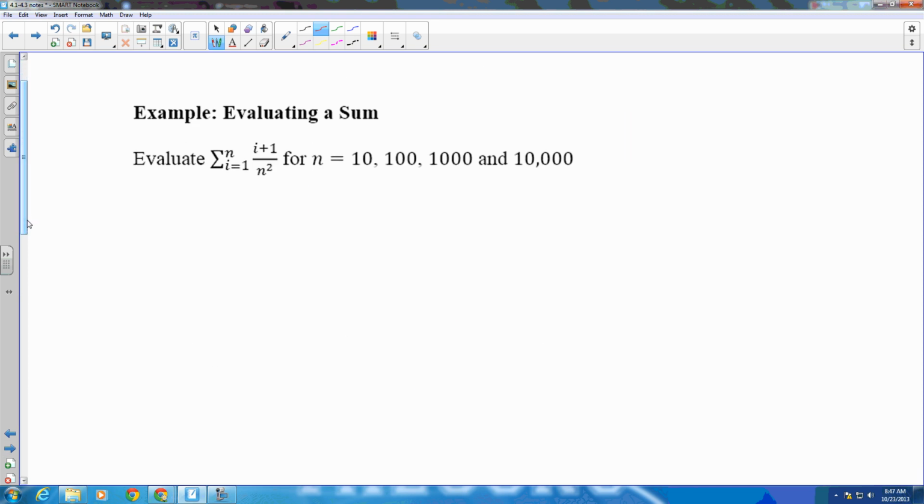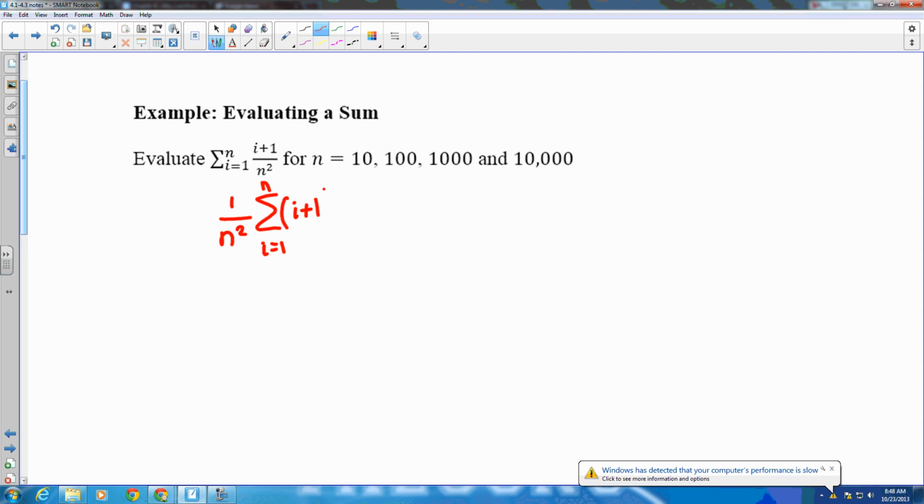Evaluating a sum, we have the sum of i plus 1 over n squared when n is 10, 100, 1,000, and 10,000. Like we saw in one of those last examples, you can't put anything in for the n's. The i's are the only thing that gets evaluated. So we can actually just pull that 1 over n squared out, and then our index will only deal with the i's.